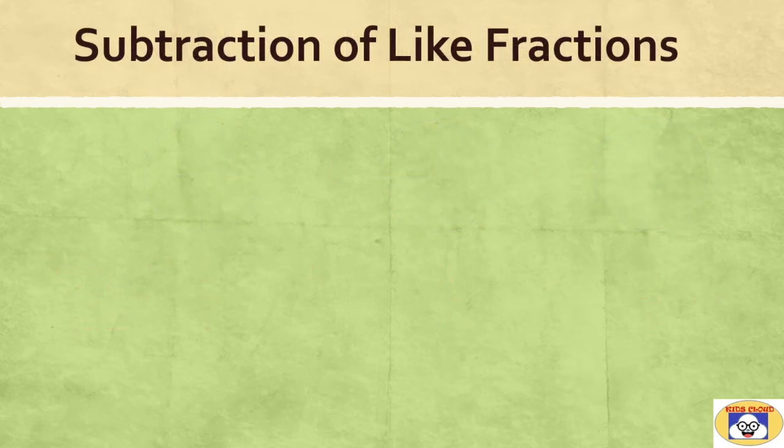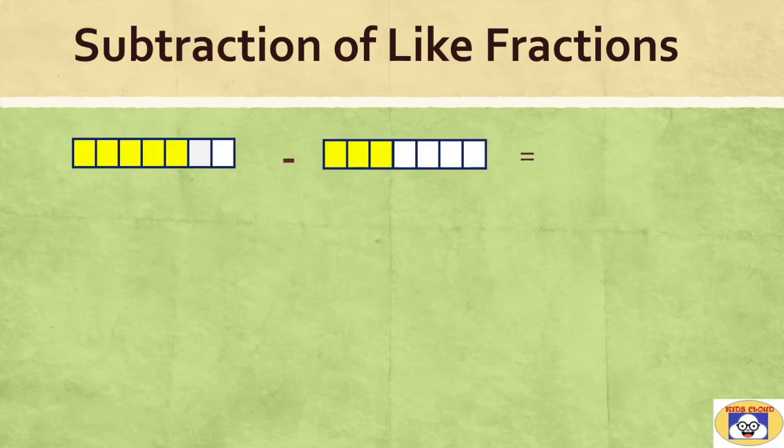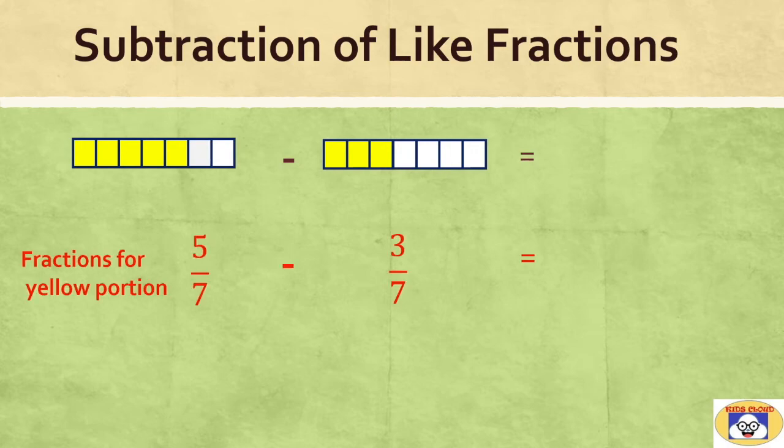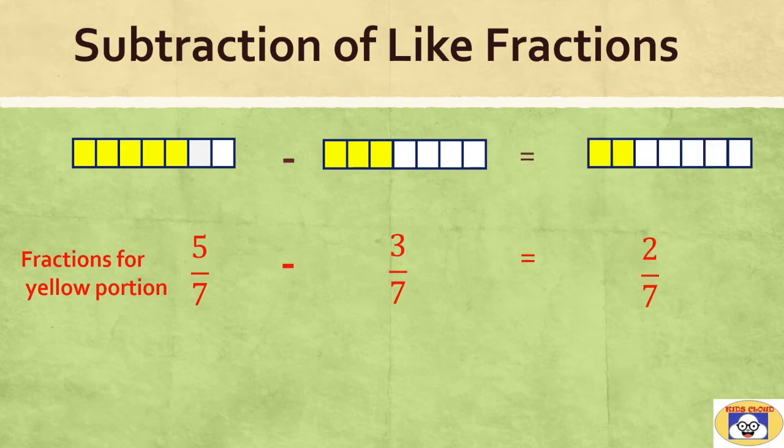Similarly, in the subtraction of like fractions, we have to keep the denominator constant. Merely, we have to subtract the numerators as follows. Here is an example of subtraction of like fractions. We are considering the fractions for yellow colored portions. 5 by 7 and 3 by 7 are like fractions. The subtraction leads to the answer 2 by 7. Here we kept the denominator as it is and subtracted the numerators only.